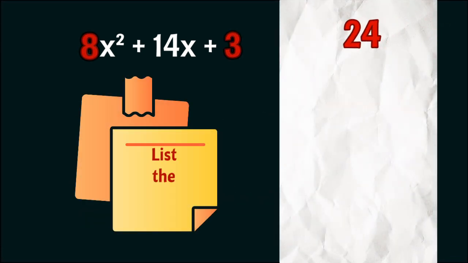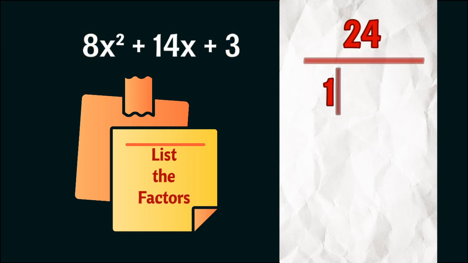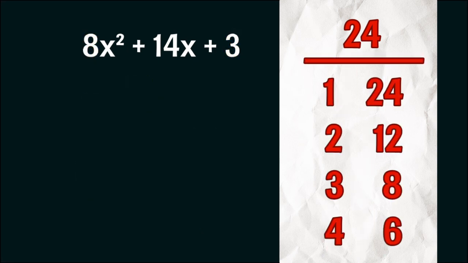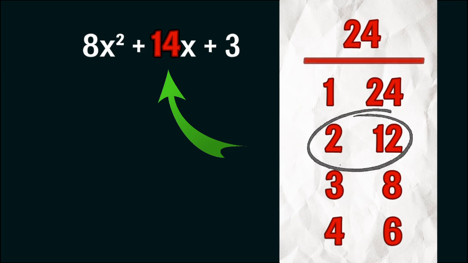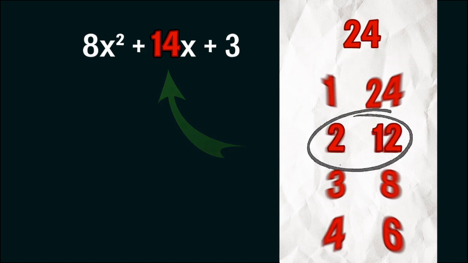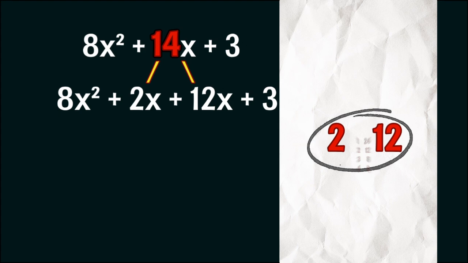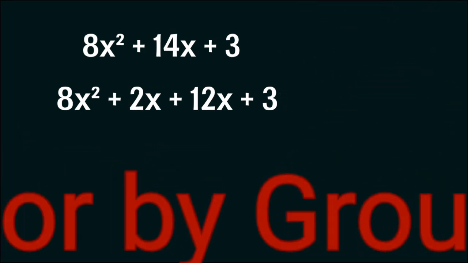Next, we'll list all the factors of 24, and we want to choose the factors that add up to our middle term. Since 2 and 12 add up to 14, I'll rewrite 14x as 2x plus 12x. Now we can factor by grouping.